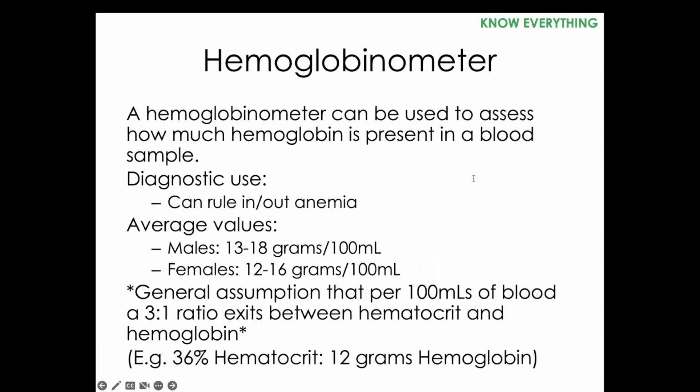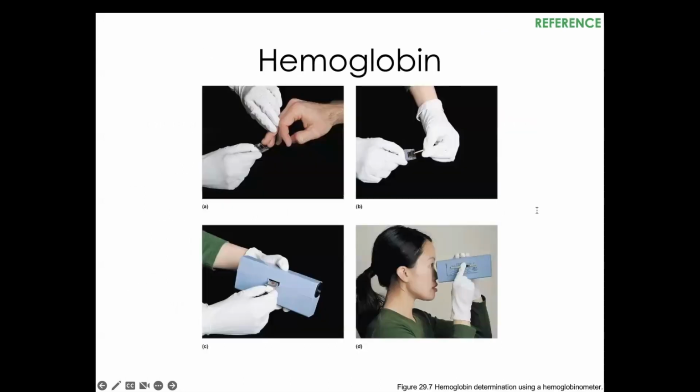To truly rule out if someone has anemia, a hemoglobin test must be done using a hemoglobinometer. The average hemoglobin values for males is around 13 to 18 grams per 100 milliliters of blood and 12 to 16 grams per 100 milliliters of blood for females. And this is an image of that hemoglobinometer.